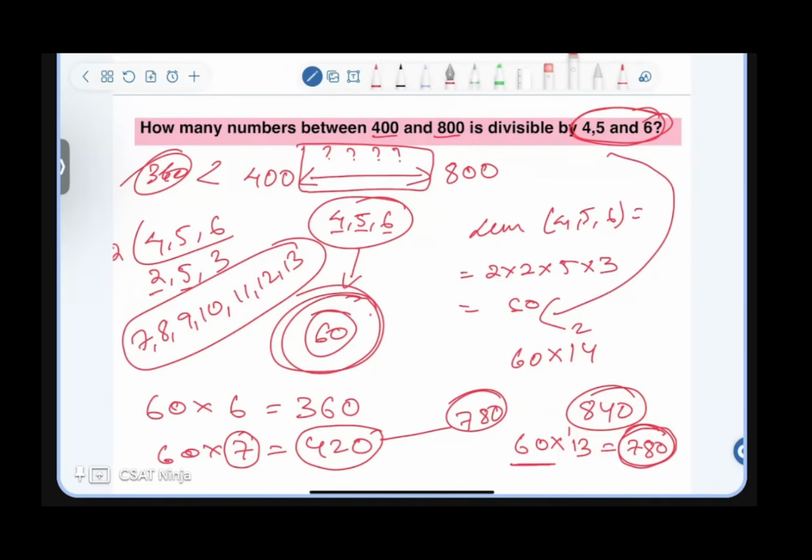So then how many numbers are there? This is 1, 2, 3, 4, 5, 6, 7. There are 7 numbers that are divisible by 4, 5, and 6, which lie between 400 and 800. Are we clear with this? It's an important question.